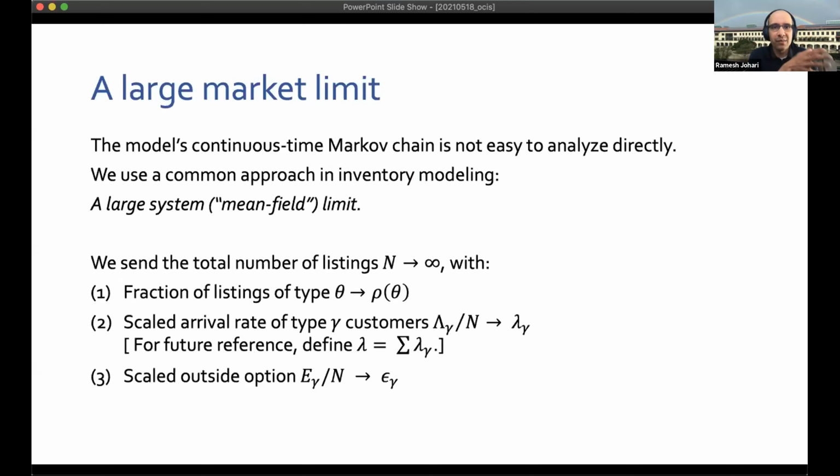This is an example of a model where the continuous time Markov chain is not easy to analyze directly. The steady state distribution depends in complicated ways on the underlying model primitives. And so we use a common approach in inventory modeling, which is asymptotics: take some asymptotic of the system and use it to study that much more complicated finitely parameterized Markov chain. In our case, we take a large system or mean field limit. This is also sometimes called a hydrodynamic or fluid scaling, where we send the number of listings to infinity. We assume the fraction of listings, a scaled arrival rate, and a scaled outside option all converge to deterministic values.